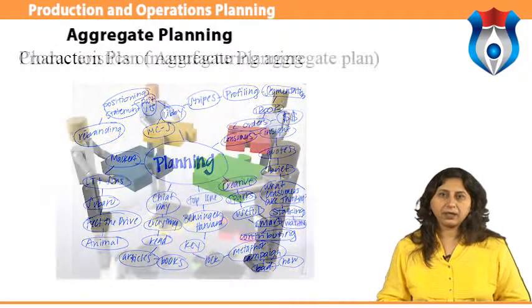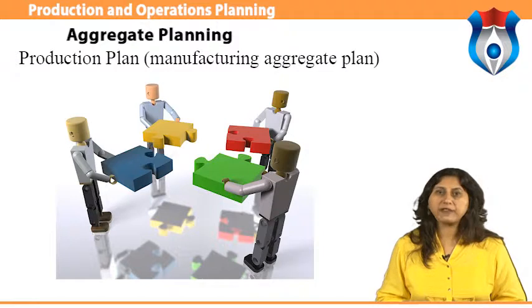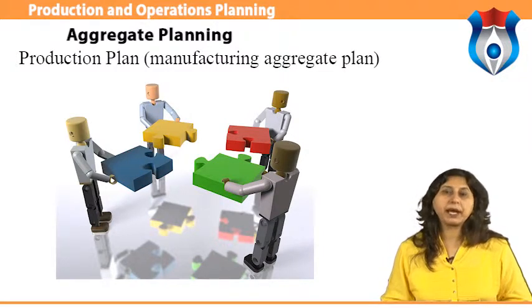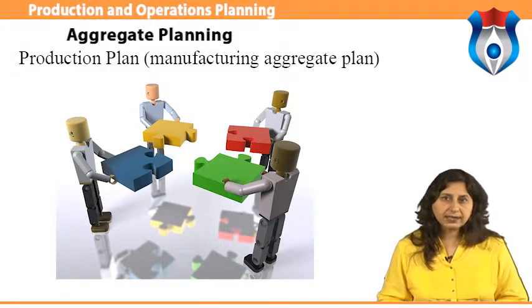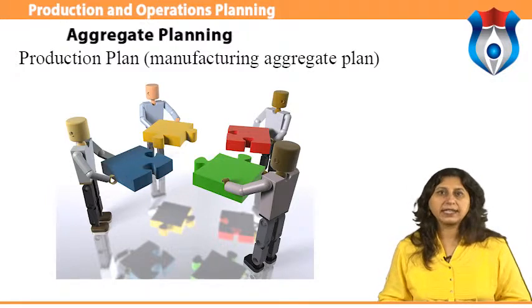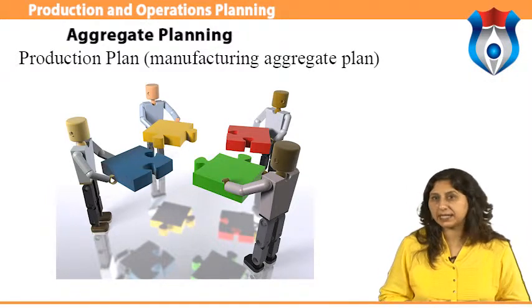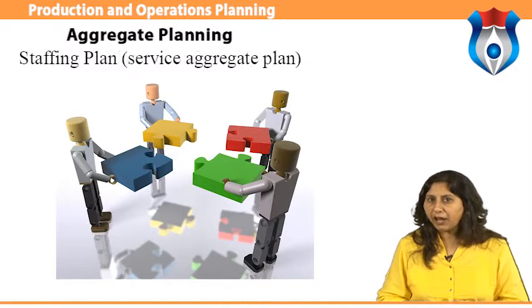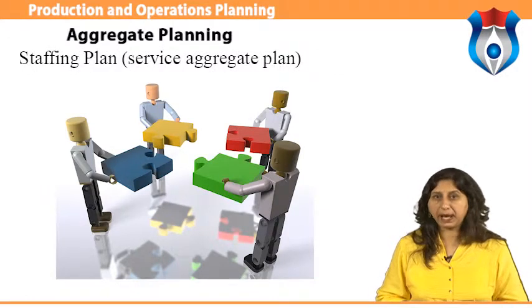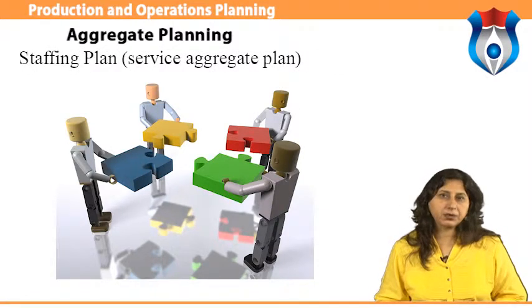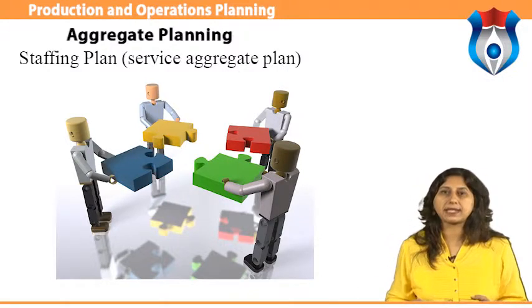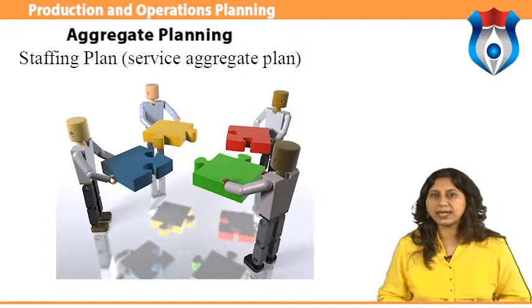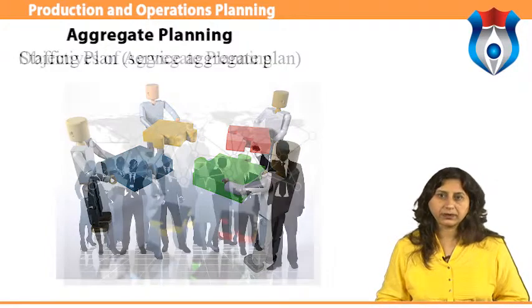Production plan, manufacturing aggregate plan. A managerial statement of the period by period, time-phased production rates, workforce levels, and inventory investment given customer requirements and capacity limitations. Staffing plan, service aggregate plan. A managerial statement of the period by period staff sizes and labor related capacities given customer requirements and capacity limitations.